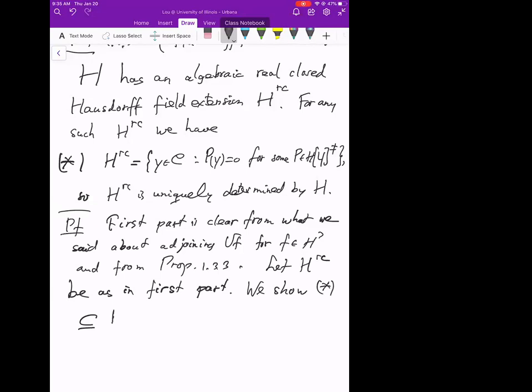This holds because I'm assuming that HRC is an algebraic extension, and so every element of it must be a zero of a polynomial over H. This holds because HRC is algebraic over H, right?